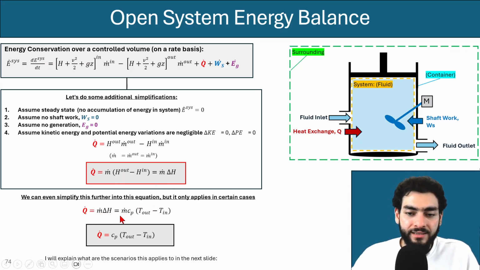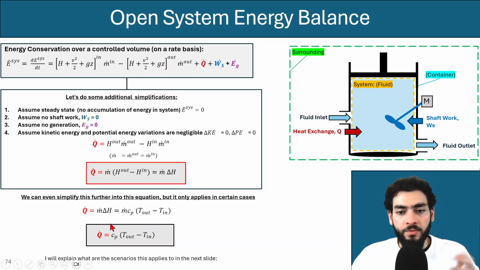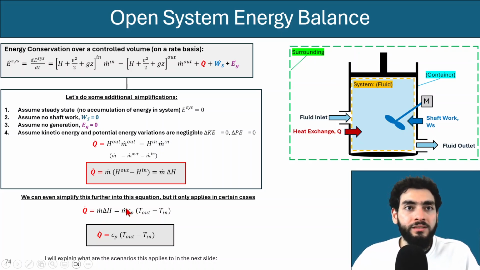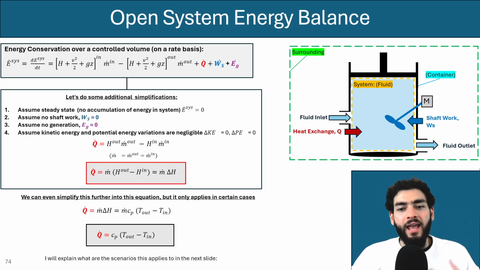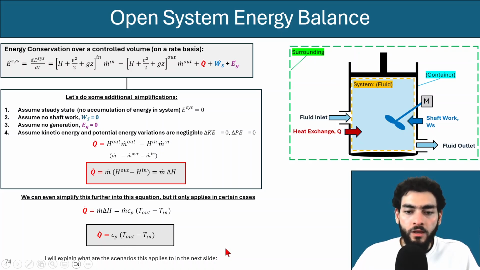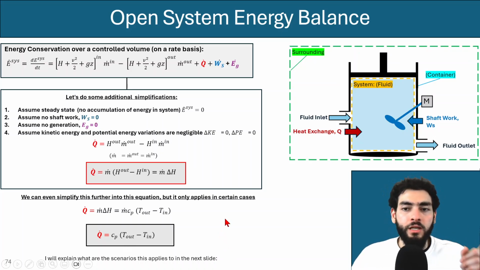So looking now at this equation, we can make a further simplification, and I'll show you what cases it applies to. But essentially, you can calculate what the heat exchange is if you know the fluid's heat capacity and you know the inlet and outlet temperatures. Now, this is another way to calculate the heat exchange without knowing the enthalpies. So as long as you can measure the fluid's temperature at the inlet and at the outlet, and you know its heat capacity and flow rate, then you can calculate the heat exchange of the system. So I'll explain what scenarios this applies to in the next slide.